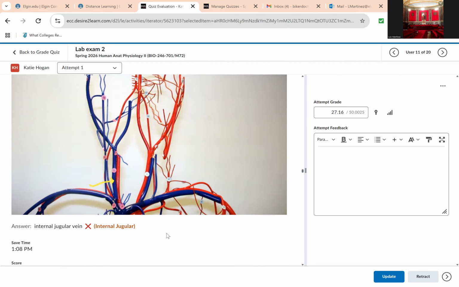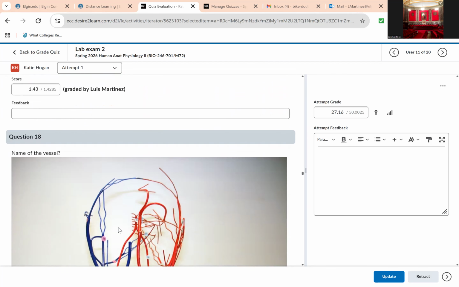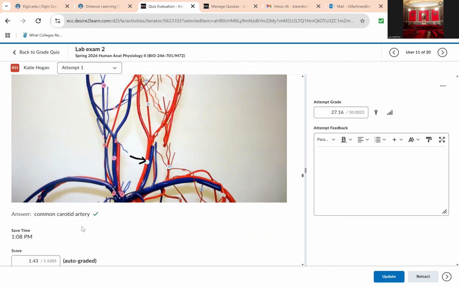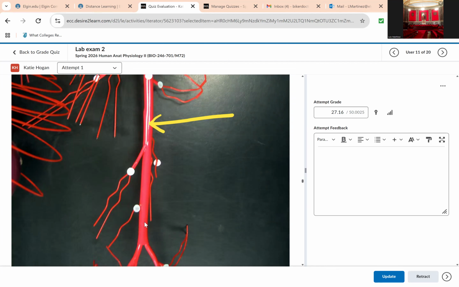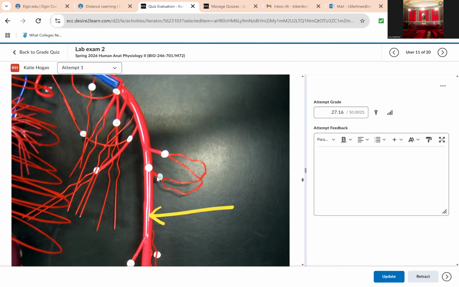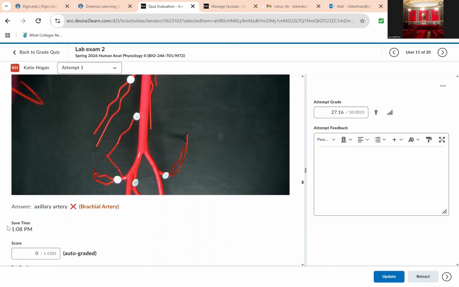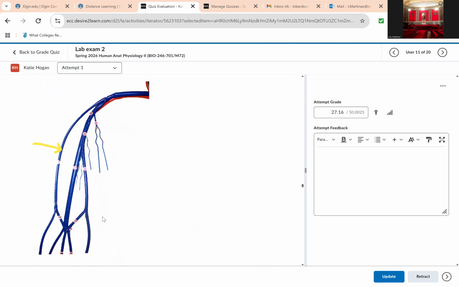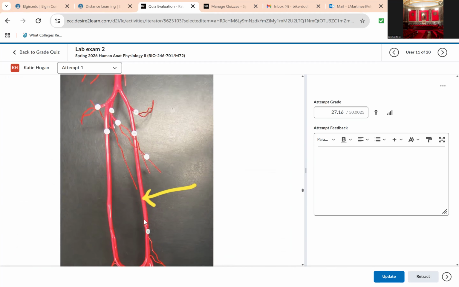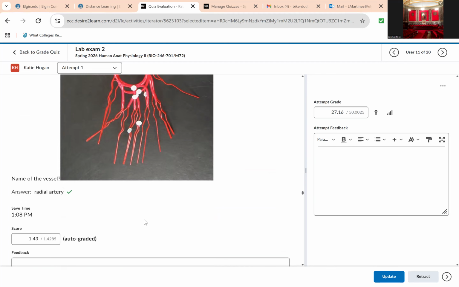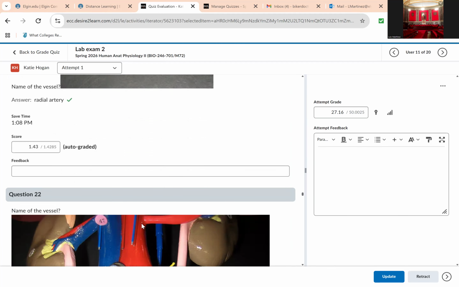This one, internal jugular vein, that's correct. This is the common carotid artery, correct. This one is the brachial artery. Axillary artery will be up here. This is the brachial artery. Your answer was axillary artery. Obviously, that's incorrect. This is the cephalic vein. You got it right, so you got the points there. This is the radial artery, and you got it right, so you got the points there.